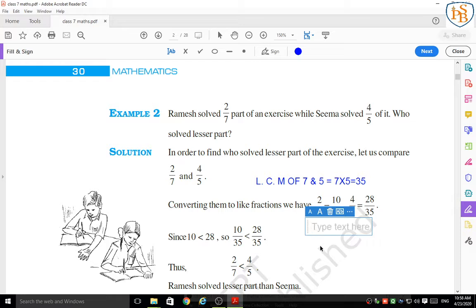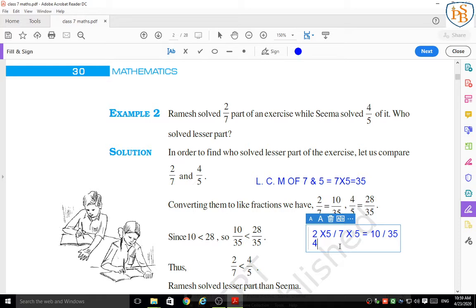Okay, look at here how we can do this. Now we have to multiply 2 upon 7 by 5, because 7 5s are 35. So I can write 2 into 5 upon 7 into 5. So I will get here 2 5s are 10 upon 35. And what will be the other? What about the other? That is 4 upon 5.